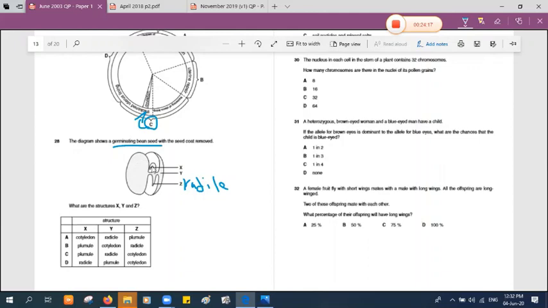Okay, this upward part, or the part which looks upward, we call it what? Plumule. So the upper is plumule, the lower is radicle, and this Y is cotyledon? The bean itself. Yes, yes. Done. It will be the correct answer. Thank you.